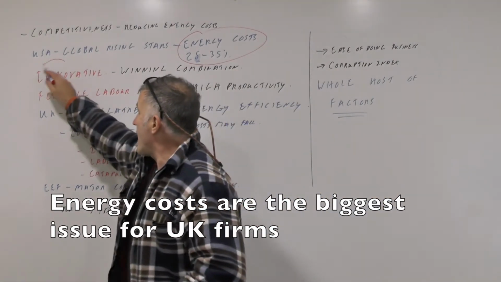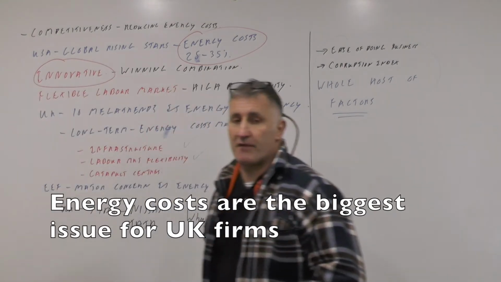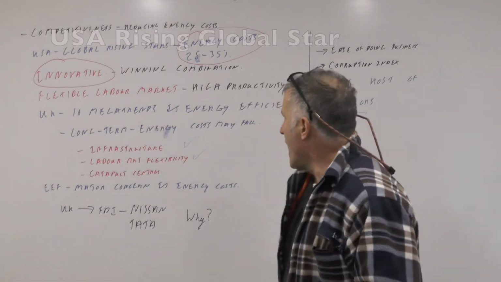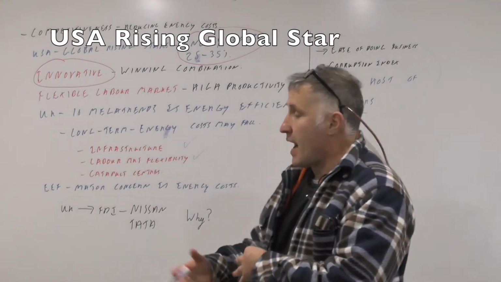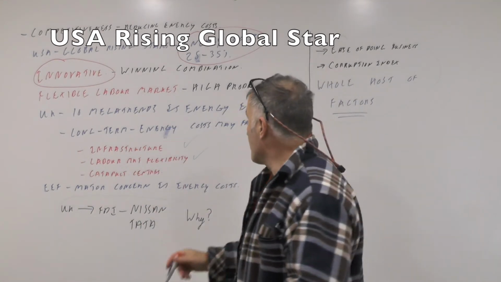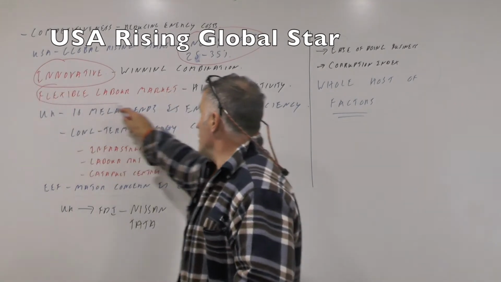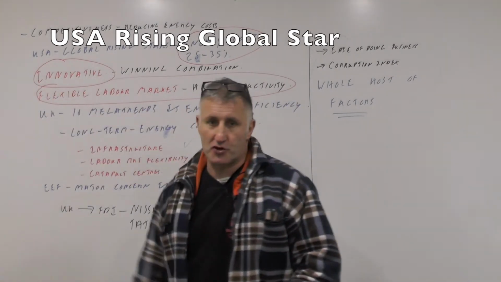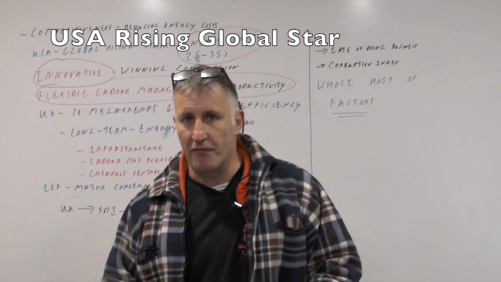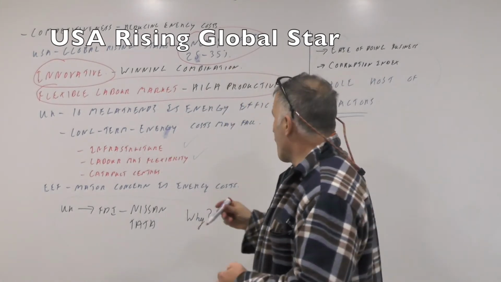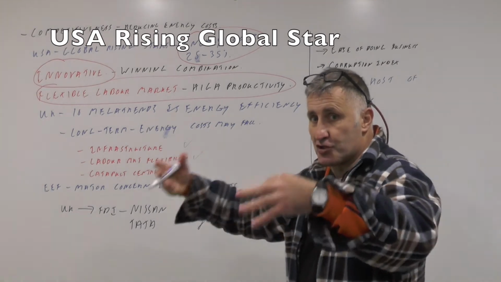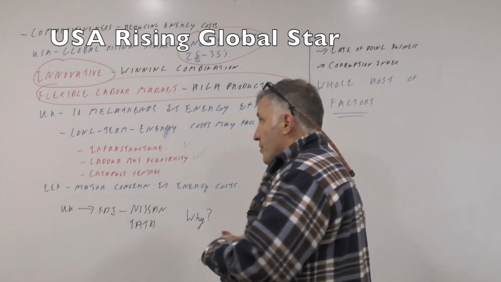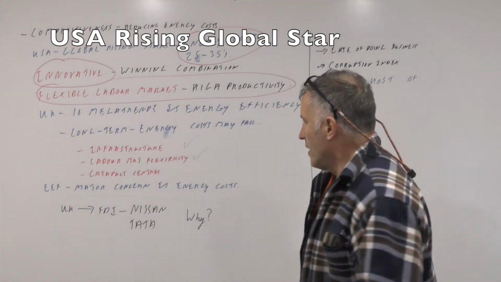But America has a winning combination in the fact that it's also innovative. Therefore it's got cheap energy costs, it's innovative, and it's also got a very flexible labour market, which means high productivity. If you have high productivity, then you've got lower cost per unit, and you're going to make higher profits. So therefore there is a lot of reshoring, which is firms coming back to America and producing their goods in America, partly because they're closer to the market, but partly because it's cheaper.